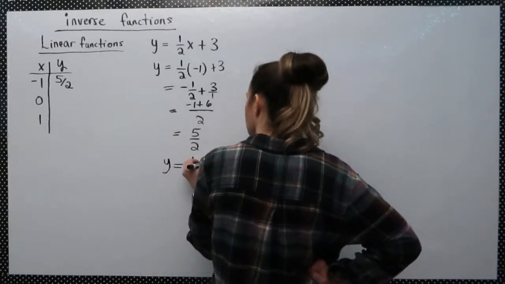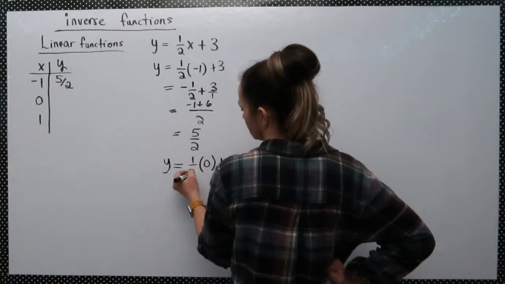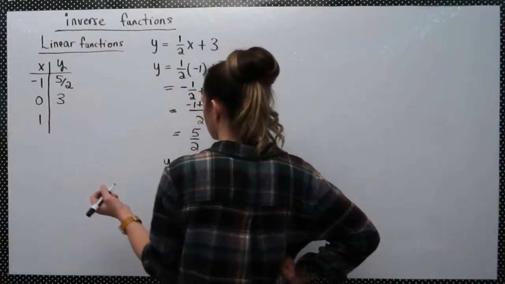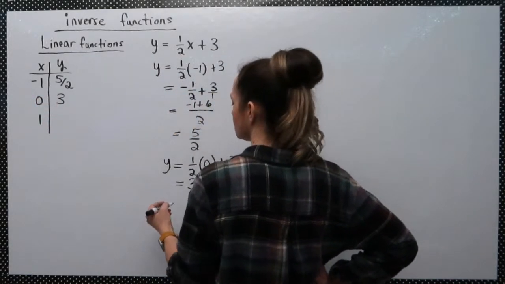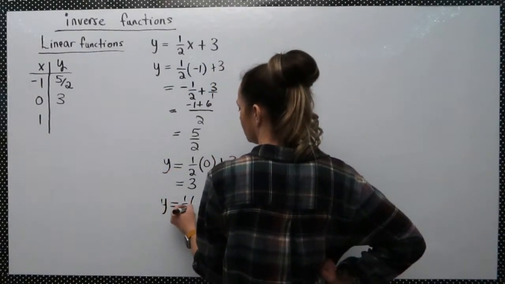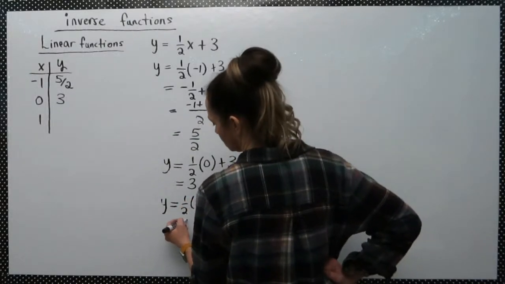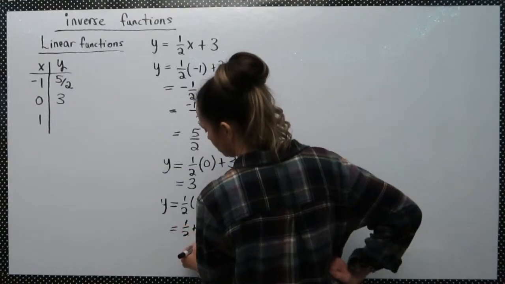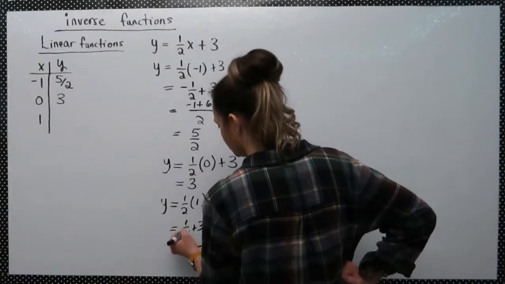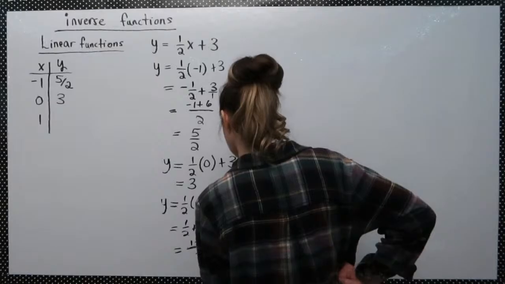So I'm plugging in 0 now, and I'm going to evaluate this function. And 0 plus 3 is just 3. And that's my y-intercept. And then I've got one more point when x is +1, 1/2 times 1 plus 3. And that's 1/2 plus 3. And then you're going to add fractions, get your common denominator of 2. You got 1 plus 6 is going to give me 7/2, I believe.